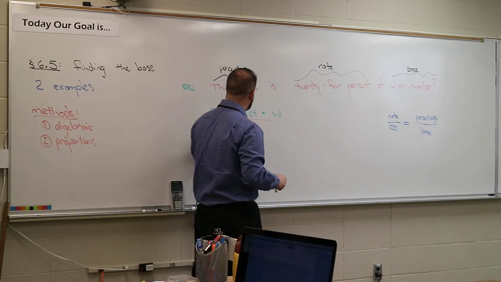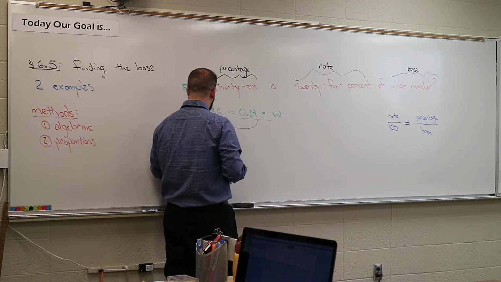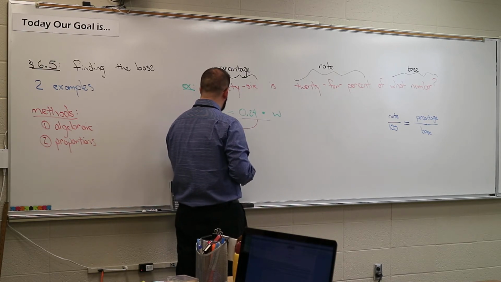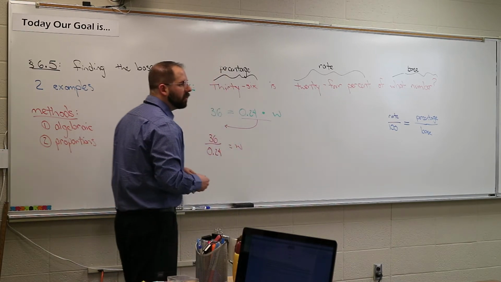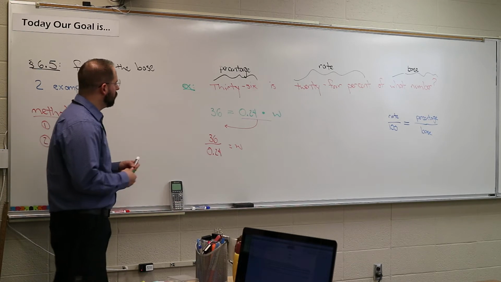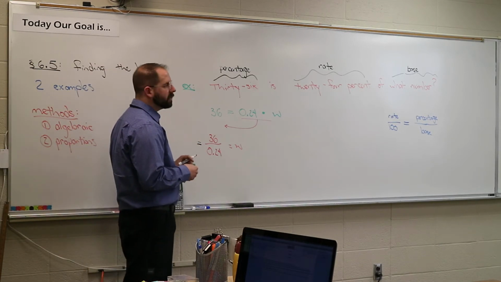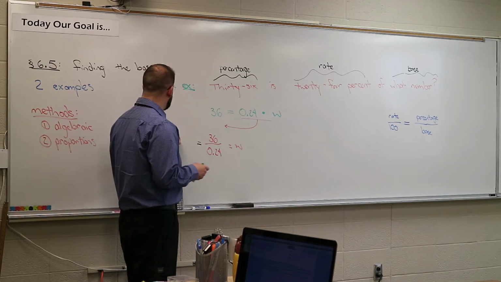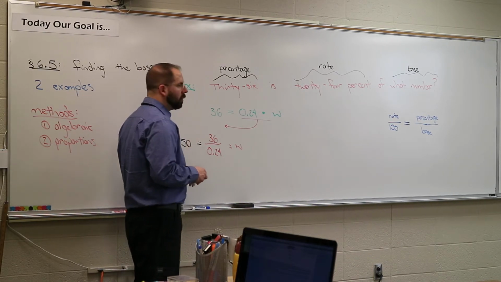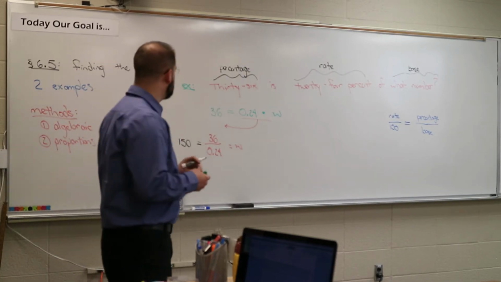Since there is a number attached to my variable, I'm gonna need to drag it to the other side and divide by it. 36 divided by 0.24 equals W. Now, I do need one of you to type this in your calculator. 36 divided by 0.24, please. And this will give me my base, which should be bigger than 36. 150. That made sense. Did it have any decimal on it? Nice, good, nice clean number.